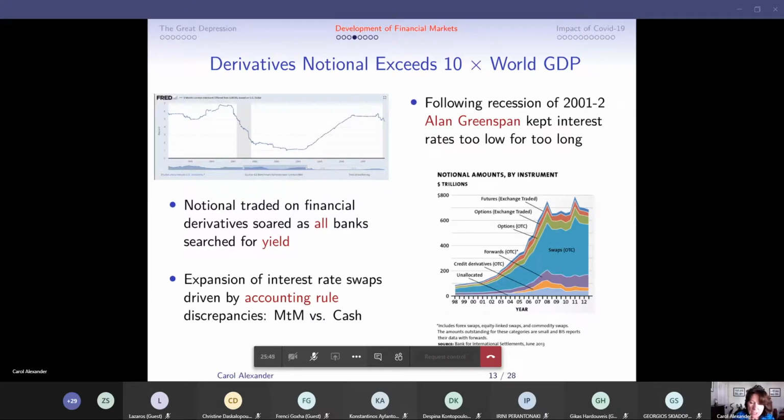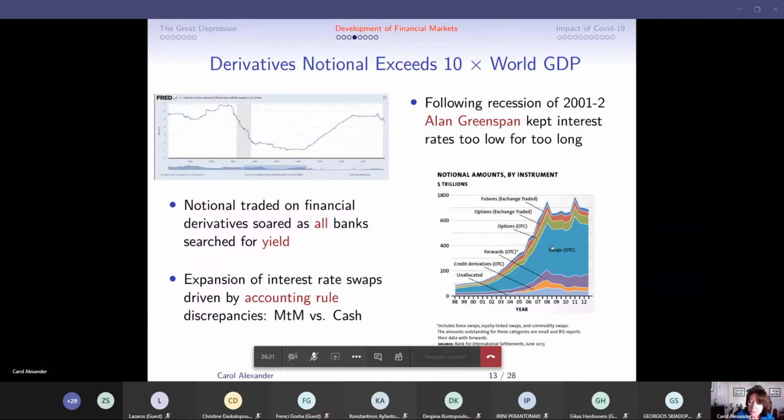And so on this graph here, you can see that the total notional amount traded on financial derivatives by 2007 was 10 times world GDP. World GDP is $80 trillion. Most of it was on over-the-counter instruments, just a little on exchange-traded futures and options, relatively. A lot of it on credit derivatives, foreign exchange forwards, increasing all the time, and this is continuing.